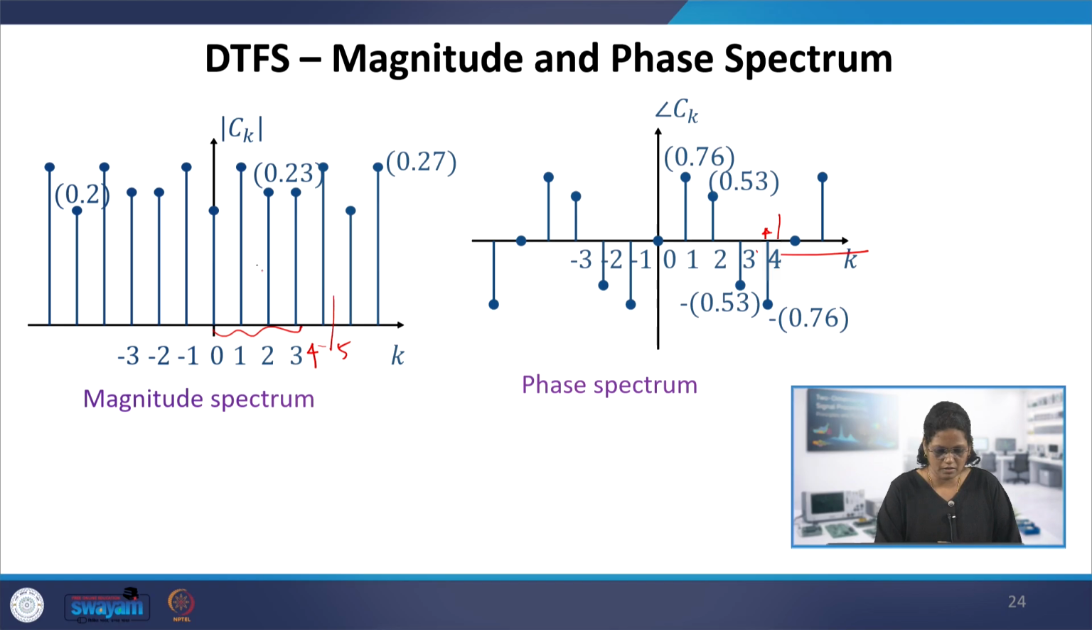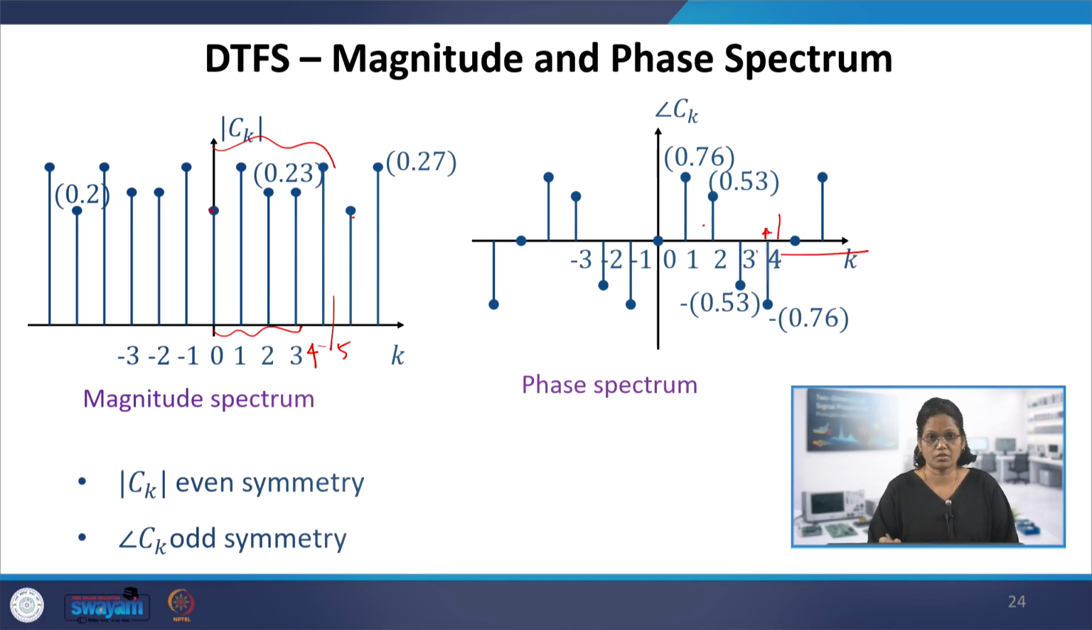Similarly here, this pattern comes over here. So you can see this pattern is getting repeated everywhere. So this is also periodic and discrete, magnitude and phase spectrum, and moreover this is even symmetry and this is odd symmetry. So the symmetricity could also be observed from it. That's a property of this DTFS.